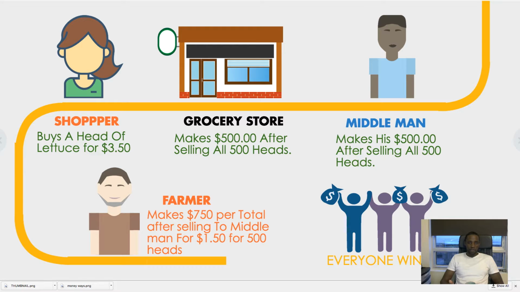The farmer makes $750 total after selling to the middleman at $1.50 for 500 heads. So $1.50 for 500 heads of lettuce, the farmer makes $750. That "per" right there, that's a typo. So everyone wins here. The middleman makes $500, grocery store makes $500, farmer makes $750, and the shopper goes home and makes her sandwiches with the lettuce that she just bought.